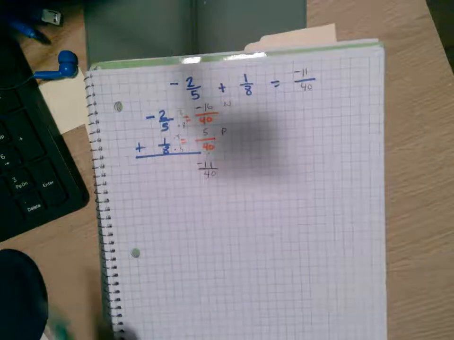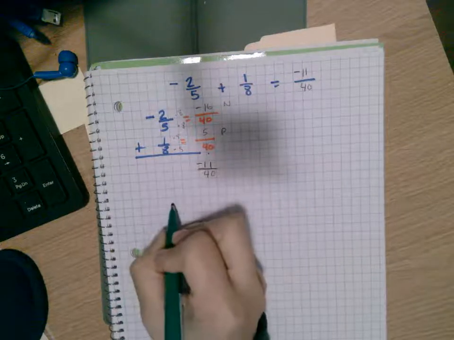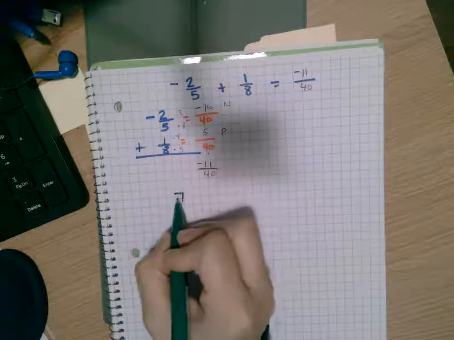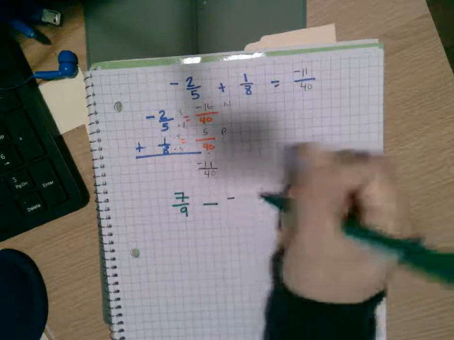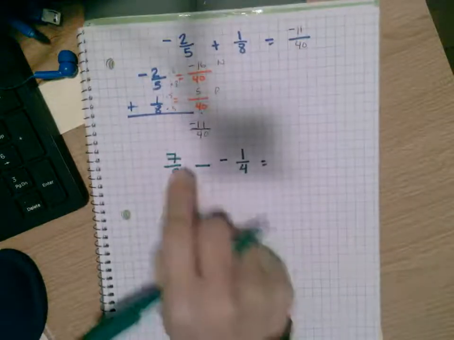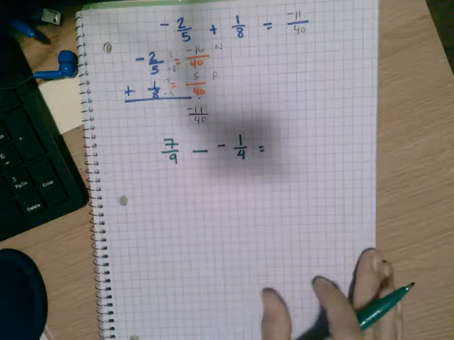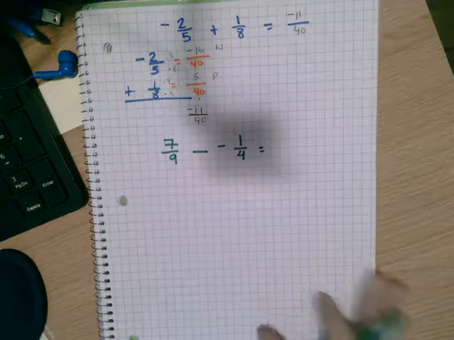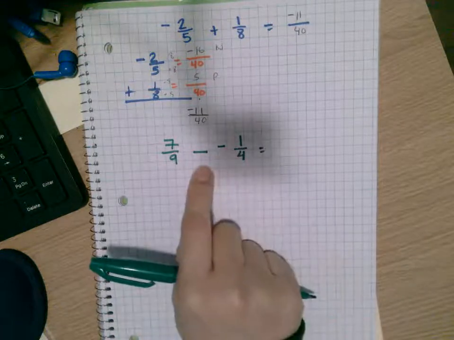So, and then let's say I have the problem. Let's see, 7 over 9 minus a negative 1/4. I write them horizontal because that's how you're going to see them on your paper or in your class. Okay. So, what do you want to do? Well, it's a subtraction sign and it's a negative.